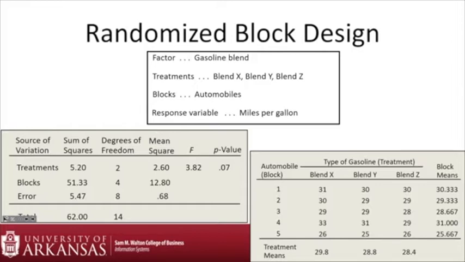Yes? So the automobiles for the blocks, are they also the experimental units? In this case, yes. Could those be different though? They could be different. I could block on age, but my experimental unit would be the person. So in this case, it just happens to be both the block and the experimental unit.